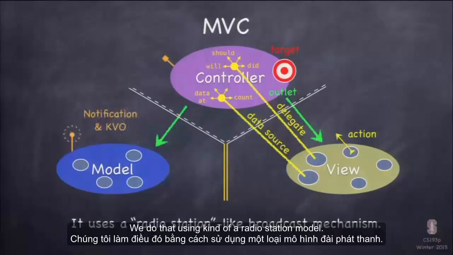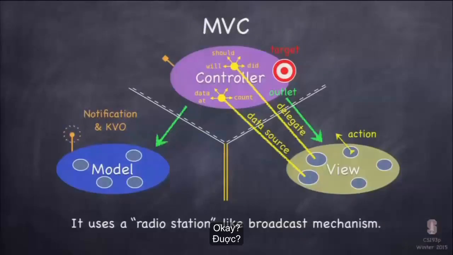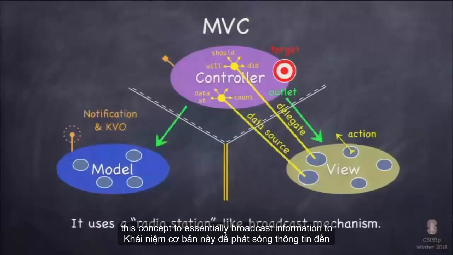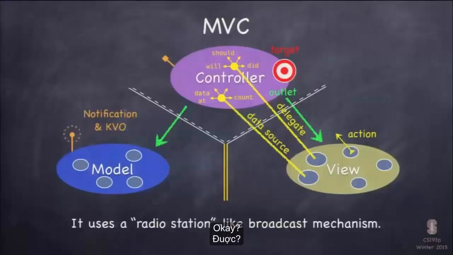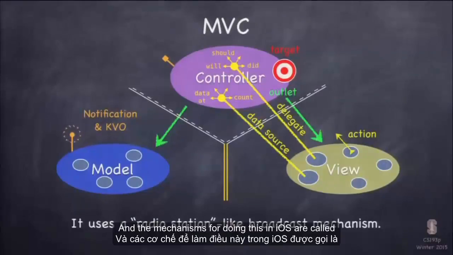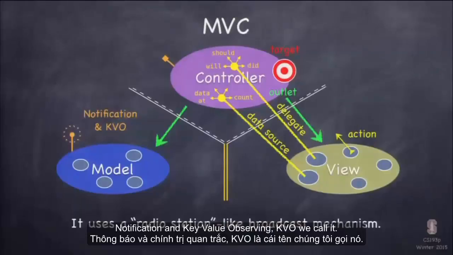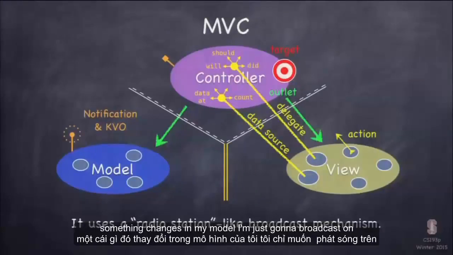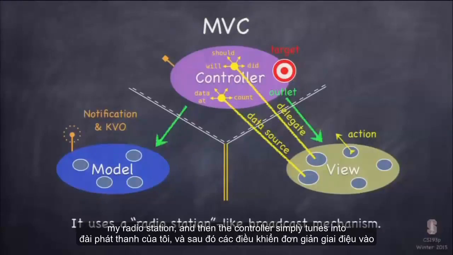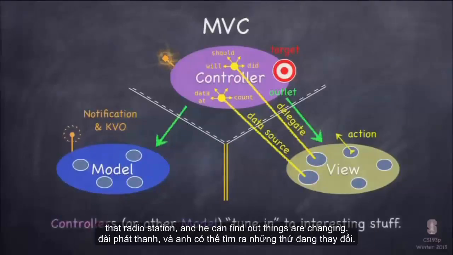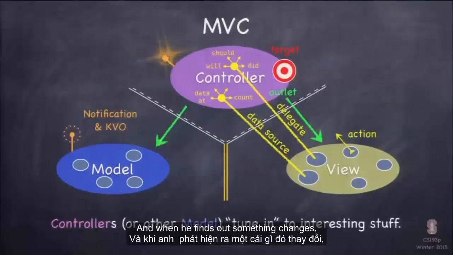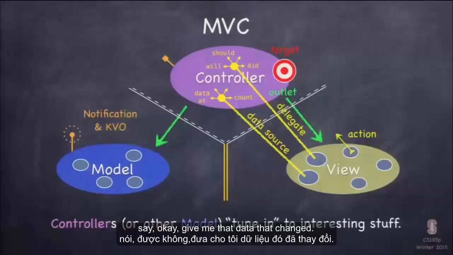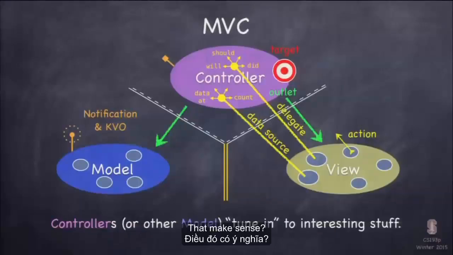We do that using kind of a radio station model. The model will use this concept to essentially broadcast information to anyone who's interested. The mechanisms for doing this in iOS are called notification and key value observing, KVO we call it. So the model can just say, anytime something changes in my model, I'm just going to broadcast on my radio station. And then the controller simply tunes into that radio station and can find out things are changing. And when it finds out something changed, it's going to communicate via its green arrow to the model and say, "Okay, give me that data that changed." Does that make sense?